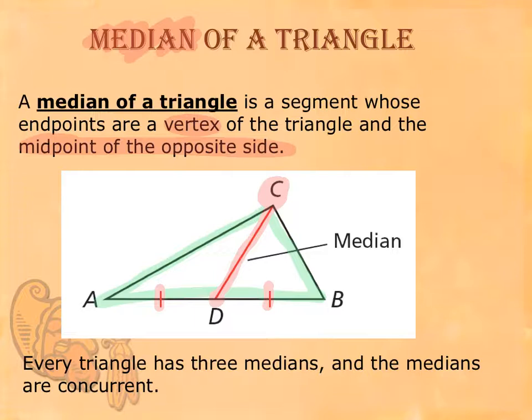Every triangle has three medians, and the medians, like the perpendicular bisectors and angle bisectors, are concurrent. So if I were to draw a median from this angle, I would say it's about there. It goes from, again, vertex to midpoint, and then to go B to the midpoint, which I'm going to eyeball, but I'm going to say it's about there. 1, 2, 3. Notice that they all meet, and again, that's a point of concurrency.